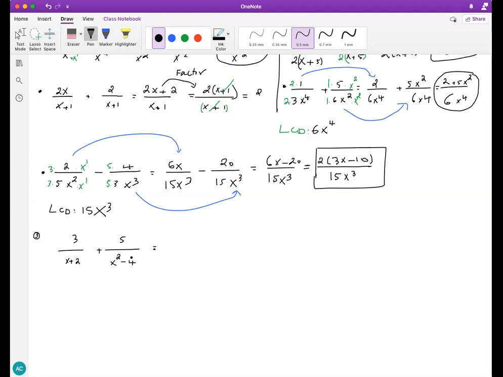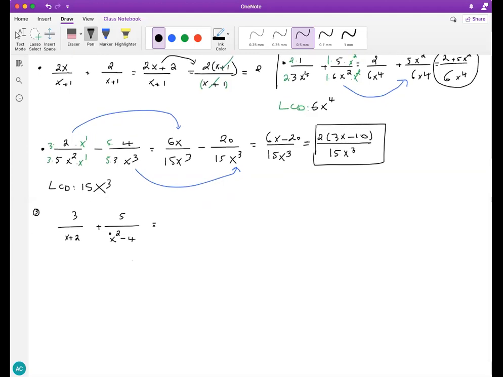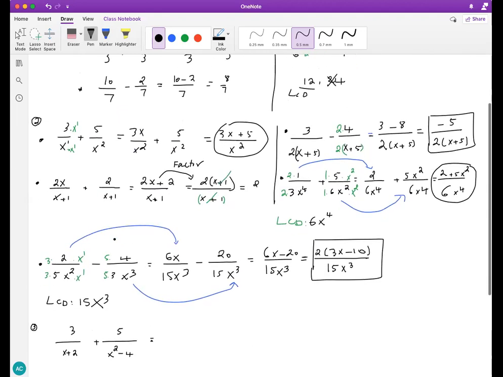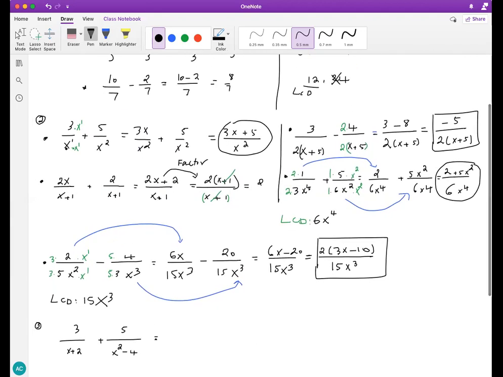Any ideas on what to do first? Any ideas on how to find the LCD for these two? Should we factor the x squared minus 4 first? That's right, that's a good idea. So always see if you can factor anything. Here we didn't have to because everything was pretty much factored. We had monomials here. This binomial here was already factored. This one, no, you have to factor that.